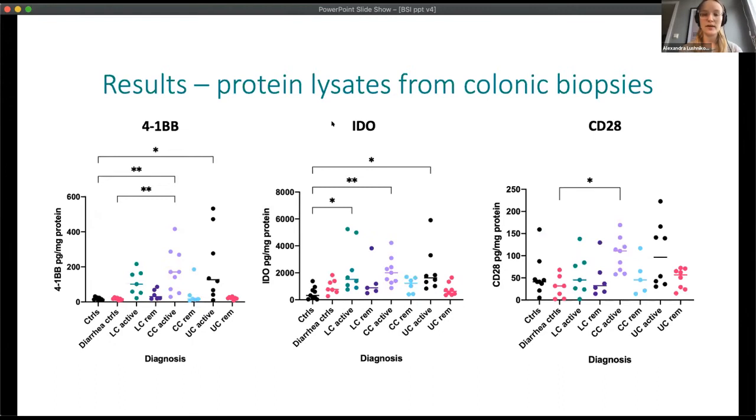And if we now focus on EDO, which is an inhibitory immune checkpoint that's involved in immune activation. So if EDO is upregulated, that means that the body's immune response is trying to dampen the inflammation. So we saw an increase in EDO in both subgroups of microscopic colitis and in ulcerative colitis patients with active disease compared to controls. And lastly, here on the right, we have CD28, which is a stimulatory checkpoint. And there we saw an increase in collagenous colitis active patients compared to diarrhea controls.